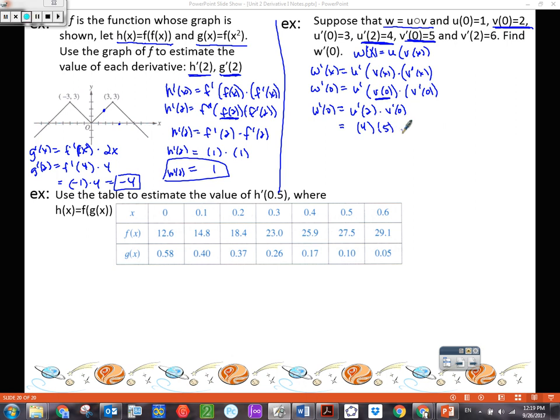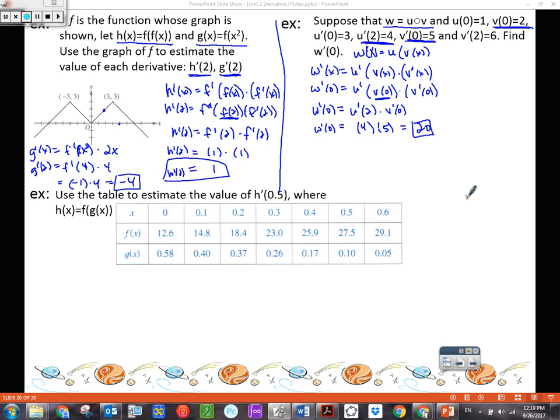See how there are extra ones up there that we're not using? That's intentional. They do that intentionally, in case you do the chain rule incorrectly. They're wanting to catch you in doing it incorrectly. So that just gives us a value of 20 for W prime of 0. So that's an example that uses just discrete data points. Okay, the very last one that we're going to look at is an example using a chart.